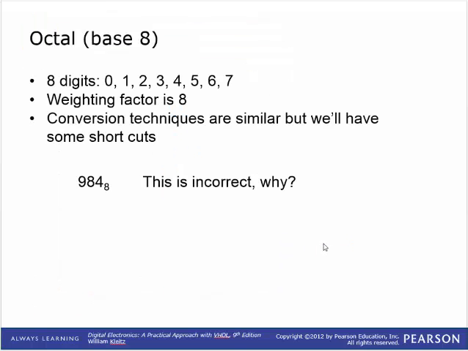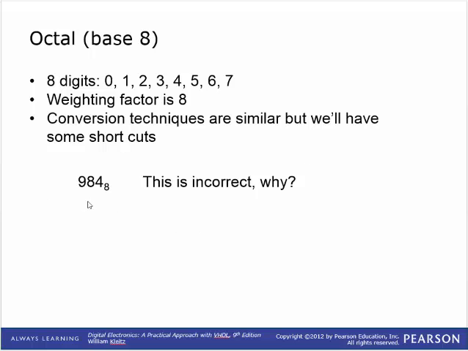So octal, or base 8 numbering system, as I said, has 8 unique characters that you can work with. After that, they start repeating. The weighting factor is 8. Remember, weighting factor in decimal is 10. Weighting factor in binary is 2. So octal, the weighting factor is 8. So everything is going to be in powers of 8. The conversion techniques that we will use are similar, but I get to show you some shortcuts on this one.